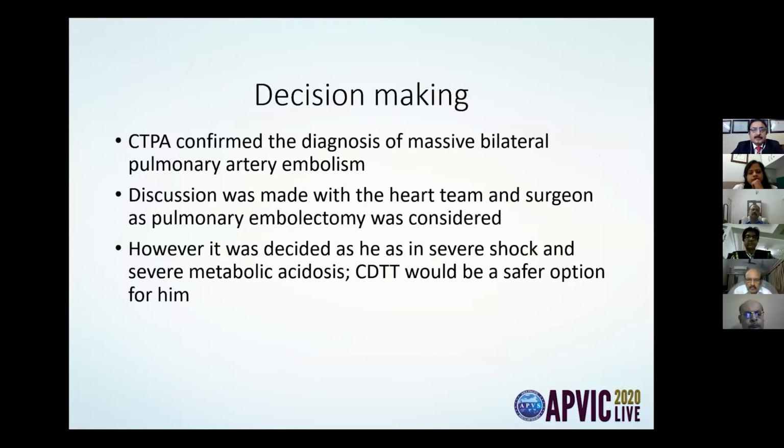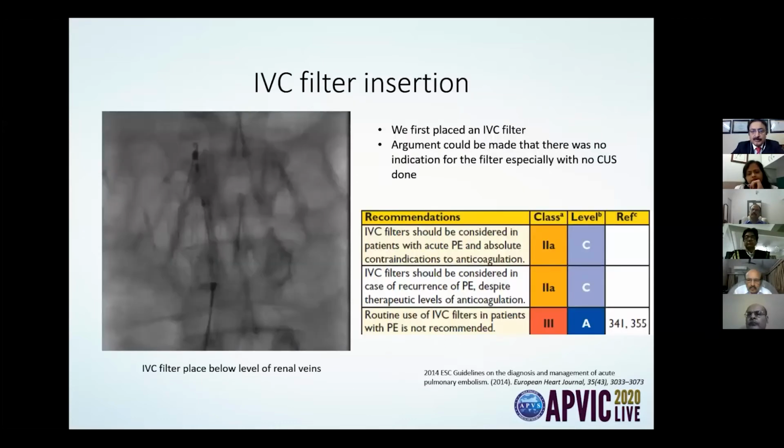Now, the discussion was made with the heart team and the surgeon, as pulmonary embolectomy was considered. However, the surgeons turned it down at that point of time, and it was decided that since he was in severe shock and severe metabolic acidosis, a thrombectomy followed by catheter-directed thrombolytic therapy would be a safe option for him.